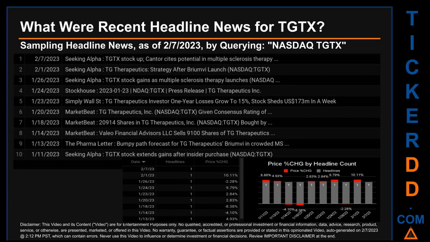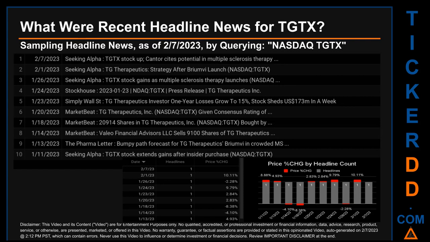What were recent headline news for TGTX? Today, Tuesday the 7th of February 2023, I sampled one of our news aggregators for latest headlines for this ticker. I did so by searching specifically by a keyword that may appear, broadly, in the title or the body of discoverable news articles. The keyword that I used was a combination of the exchange and the ticker symbol, NASDAQ: TGTX. The results show 10 unique headlines, published evenly across 10 unique dates. Publication dates span 27 days.